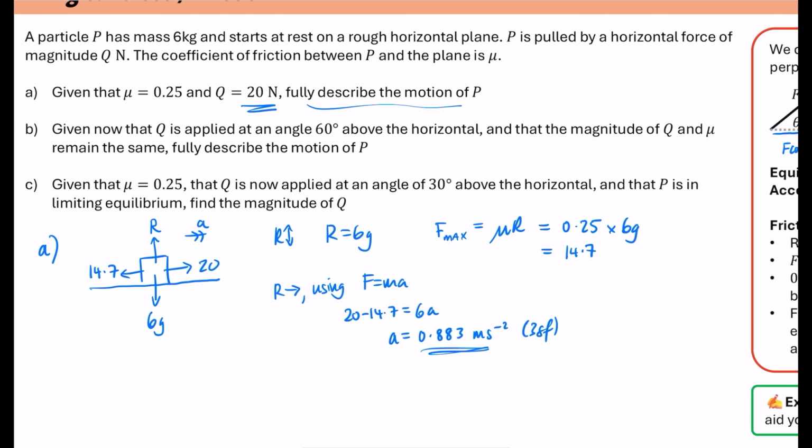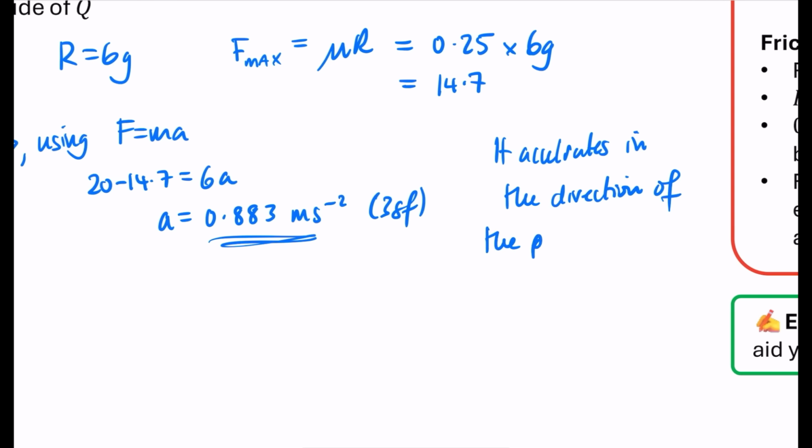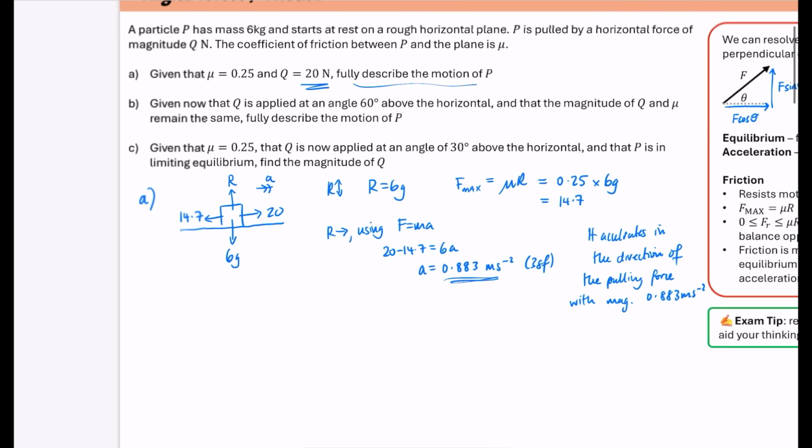So to describe the motion of P, I will say it accelerates in the direction of the pulling force with magnitude 0.883 meters per second squared.